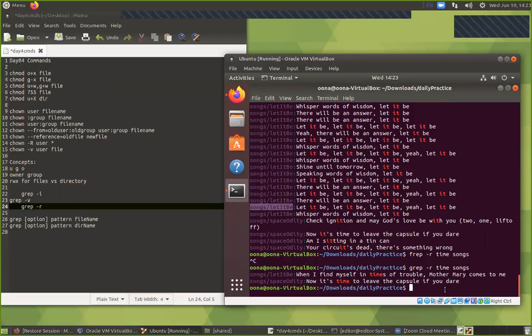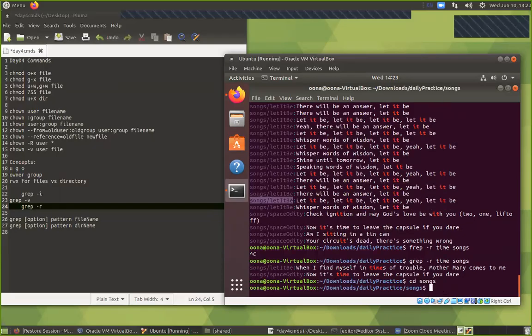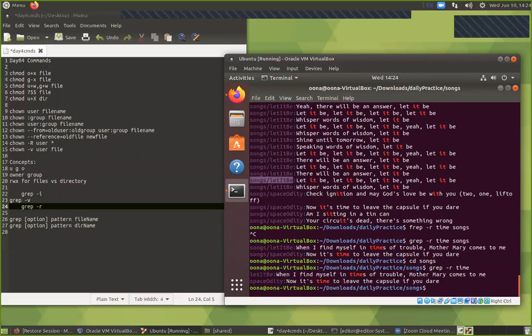But if I was in the songs directory, how would this change? I can either do a dot or I can just leave it alone. And as you can see, it gave me the exact same thing. And because I said time, even times shows up, because it's the pattern that I was looking for.